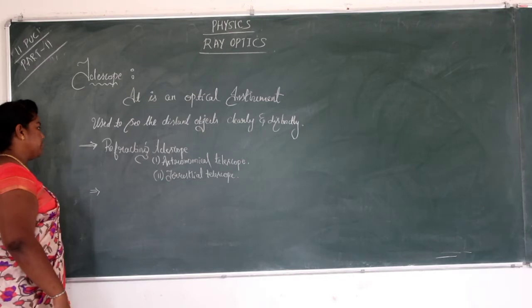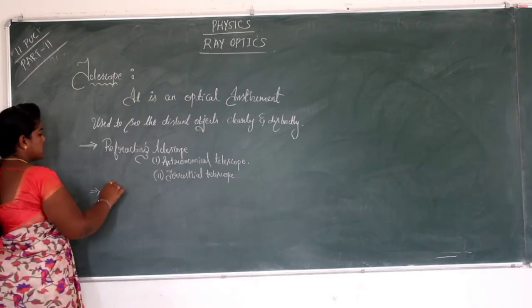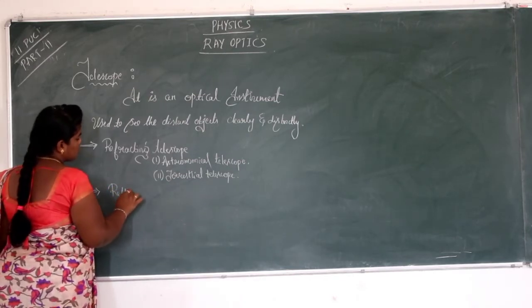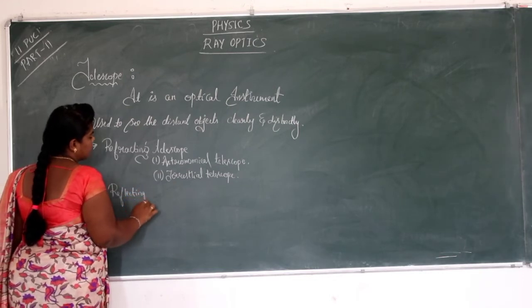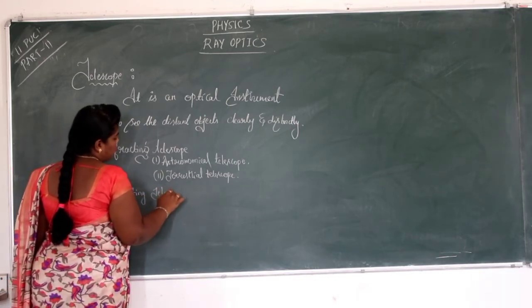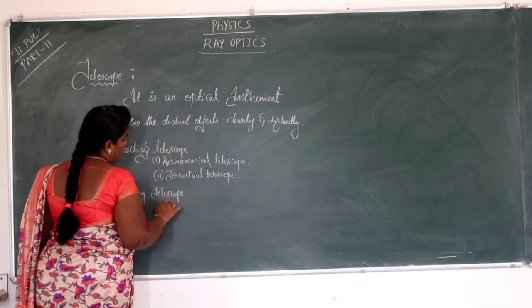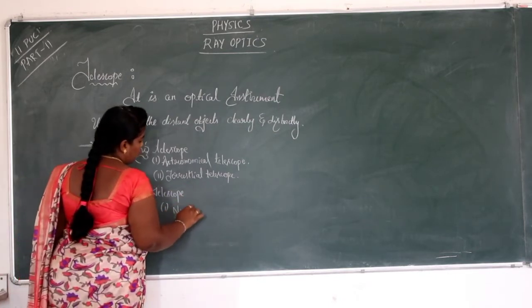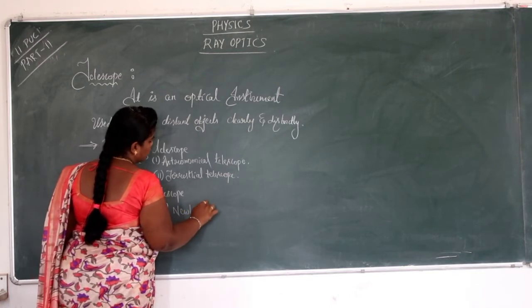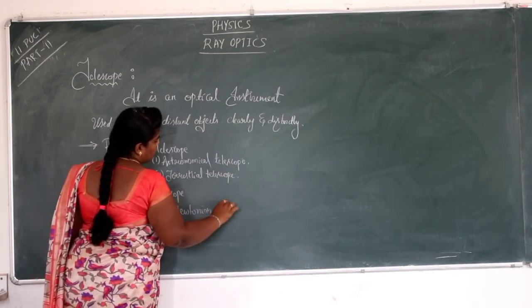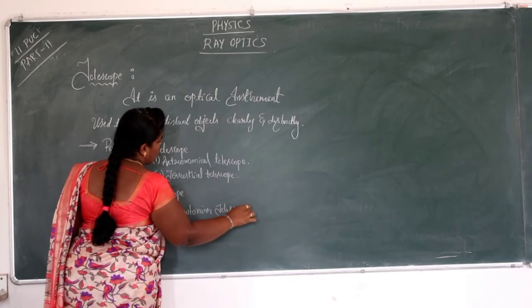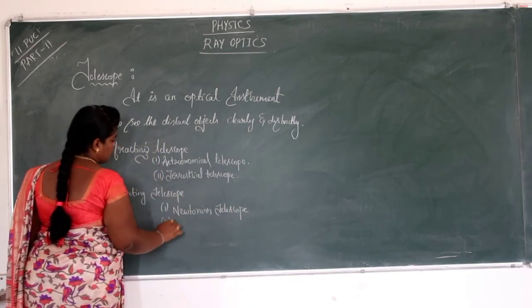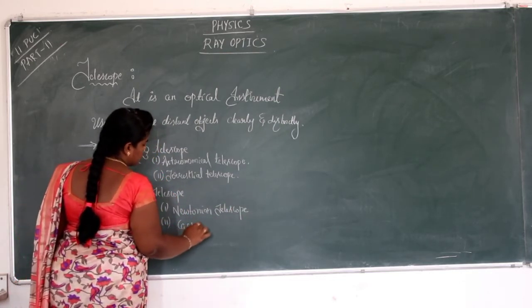Earth's surface. Then we have the second main type of telescope, called the reflecting telescope. The reflecting telescope again has two different types. One is the Newtonian telescope, and the second one is the Cassegrain telescope.